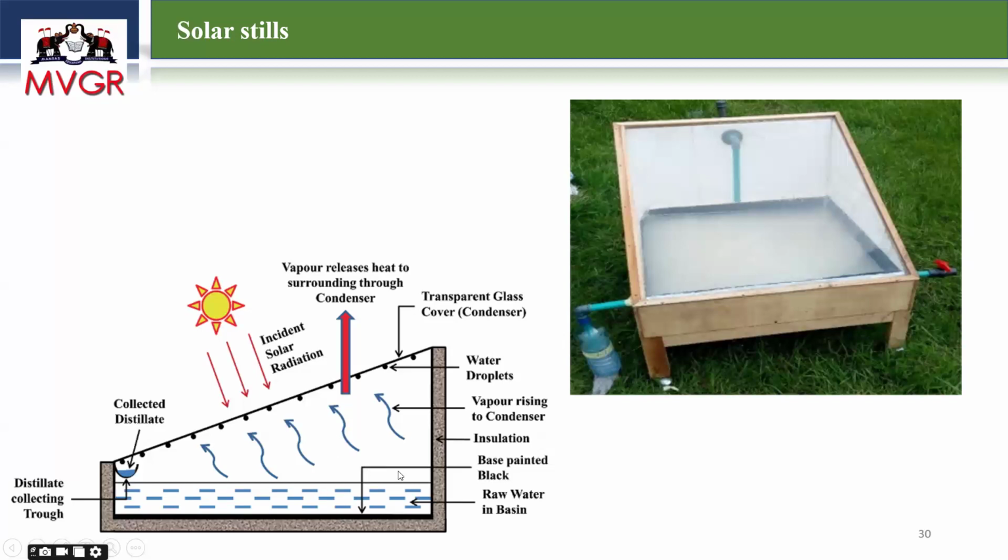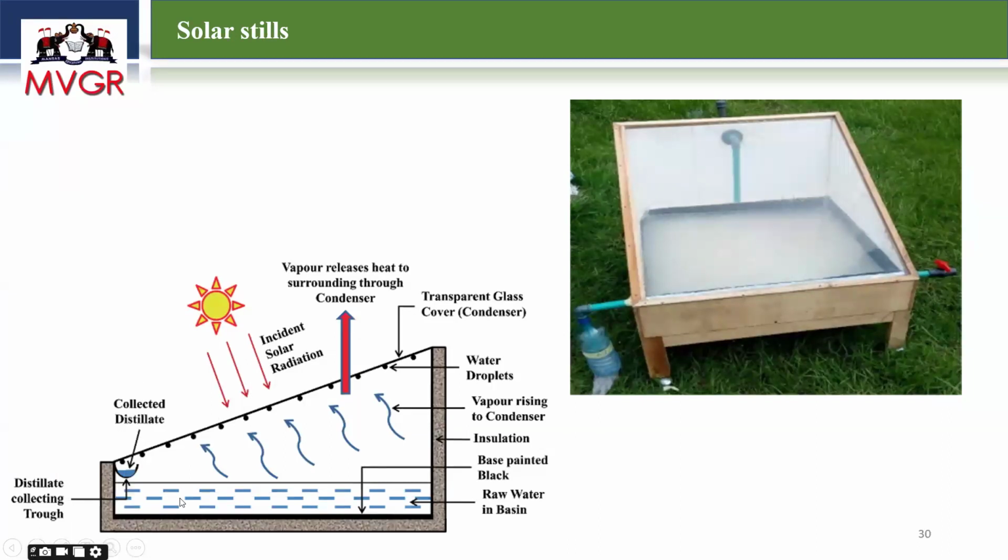So the evaporated water is locked in here, covered with that glass sheet. Here the condensation will take place, and liquid droplets will be slowly collected here. Likewise it keeps happening, so we can collect the fresh water here. This we can use for drinking purposes.